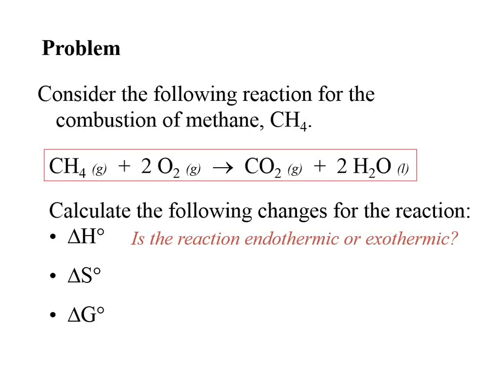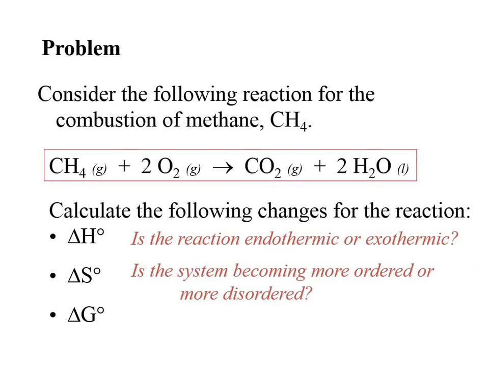So I'll just remind you that endothermic would be what? A positive delta H. Exothermic would be a negative delta H. And remember, exothermic is the dispersion of energy, and actually that favors spontaneity.